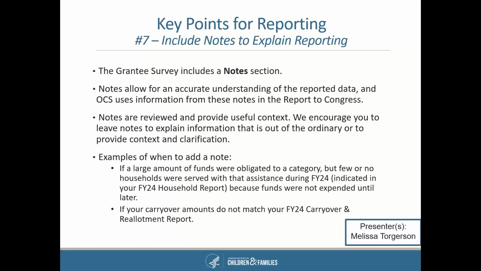Some examples are things that I just went over. A large amount of funds were obligated to a category like cooling, but no households were served with that assistance, so we don't see that in the household report. Or if your carryover amounts don't match your 2024 carryover and reallotment report, that's another common one. Please leave a note and explain to us why.